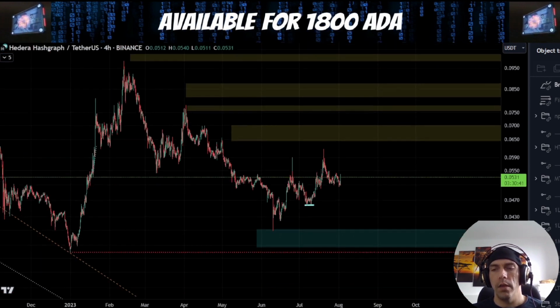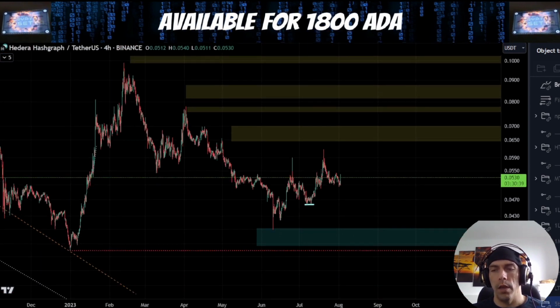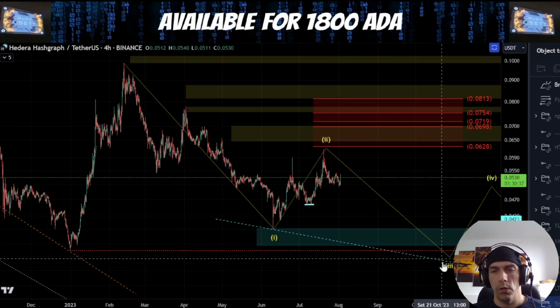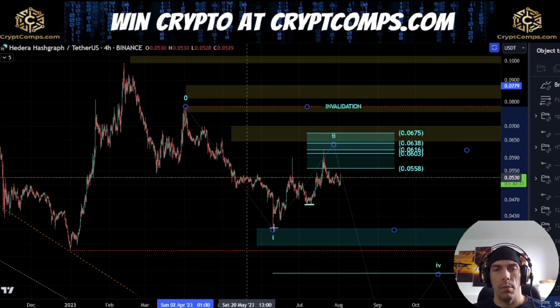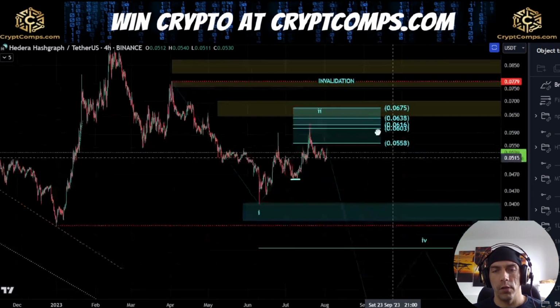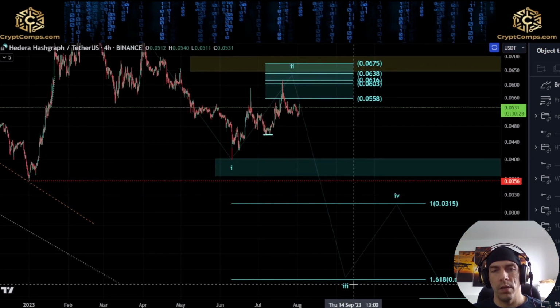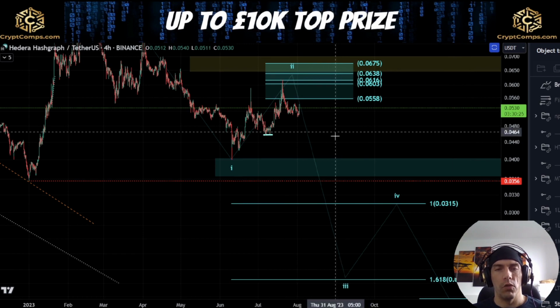where this move is either the idea that we are within a diagonal pattern and we're looking for a 3-wave down for this wave 3, or alternatively we are looking at this as a much more impulsive move to the downside, in which case we're going to see a substantial drop here towards 0208.